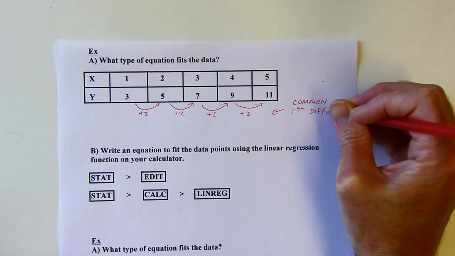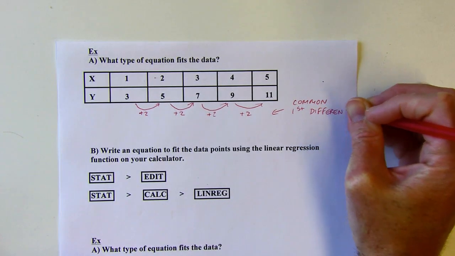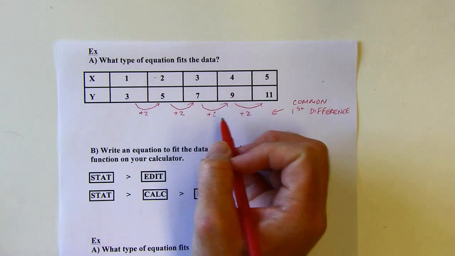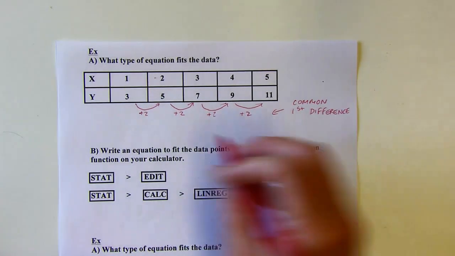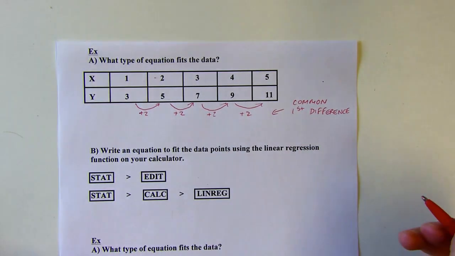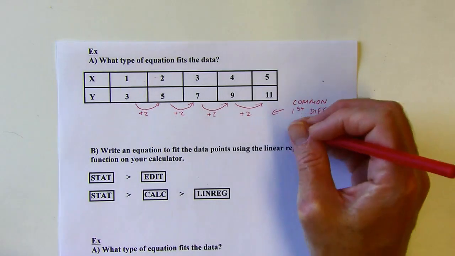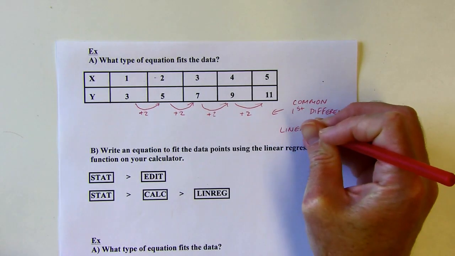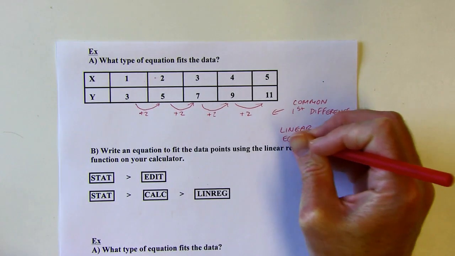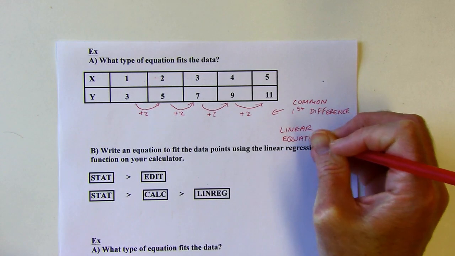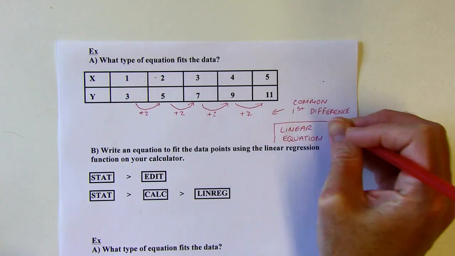I've got a common first difference. So, if I was adding 2, then 3, then 5 or something, that wouldn't be in common. But it's adding 2 every time. When you have a common first difference, then it's going to be a linear equation. Okay, so that means this data will fit a straight line.